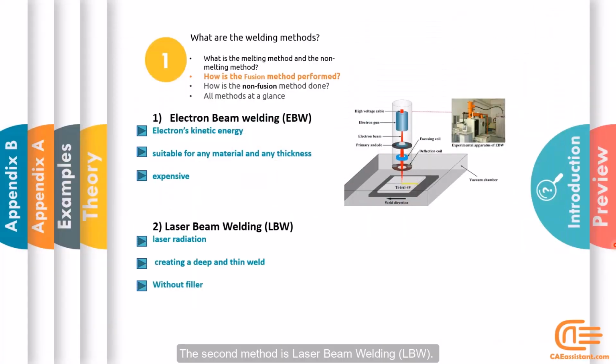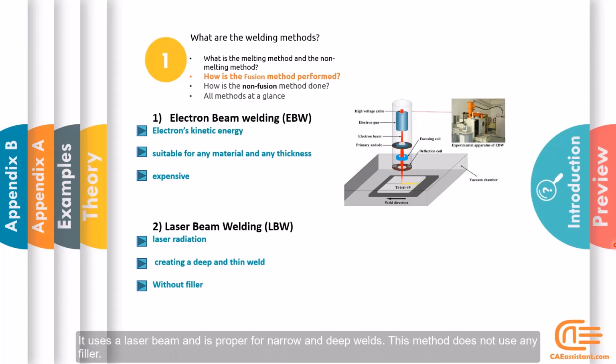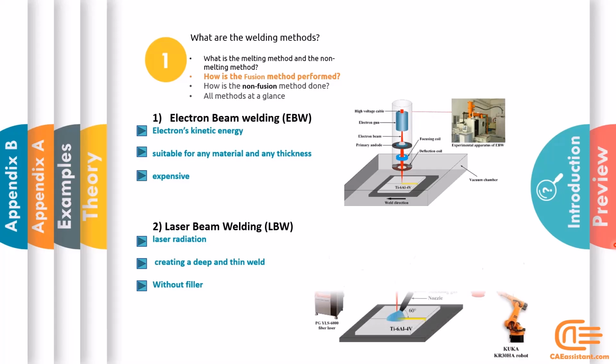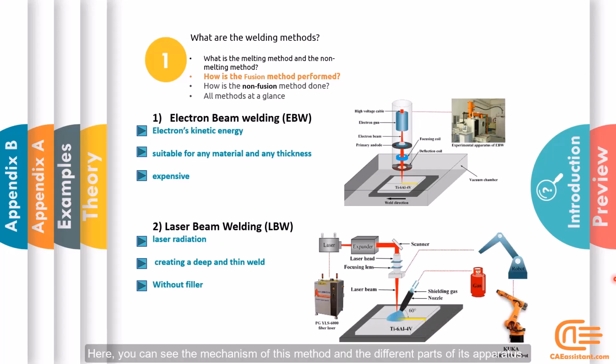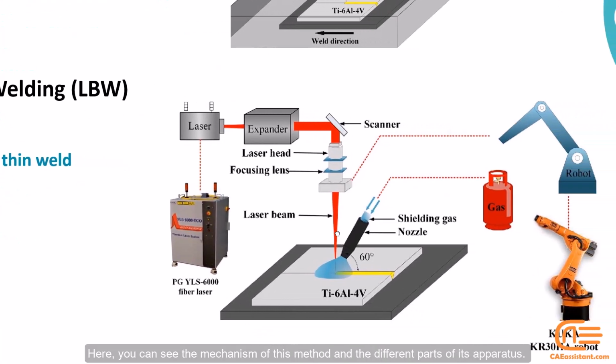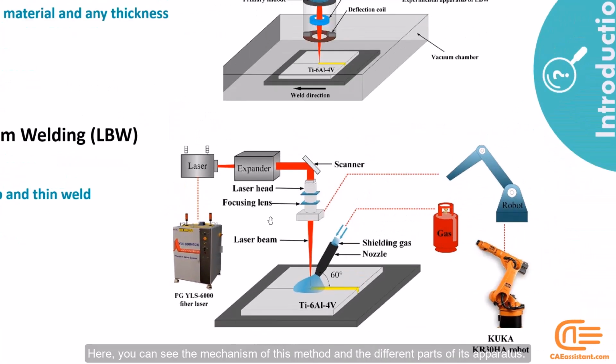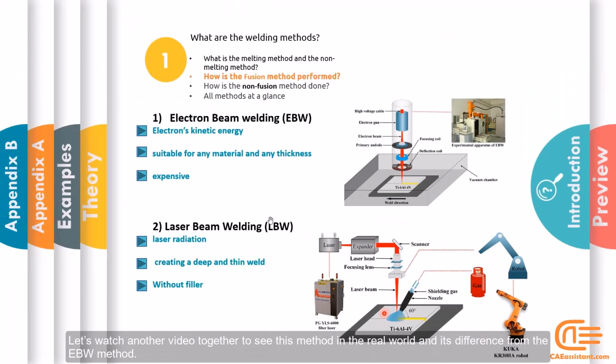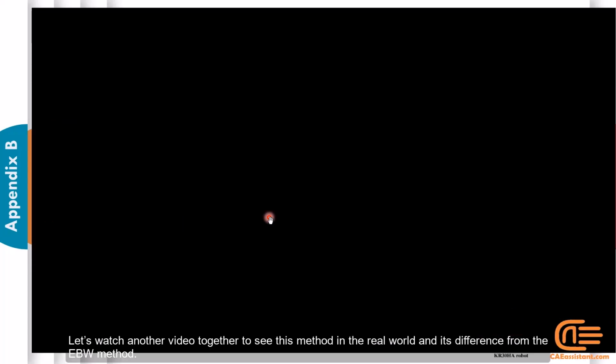The second method is laser beam welding, or LBW. It uses a laser beam and is proper for narrow and deep welds. The method doesn't use any filler. Here you can see the mechanism of this method and the different parts of its apparatus. Let's watch another video together to see this method in the real world and its difference from the EBW method.